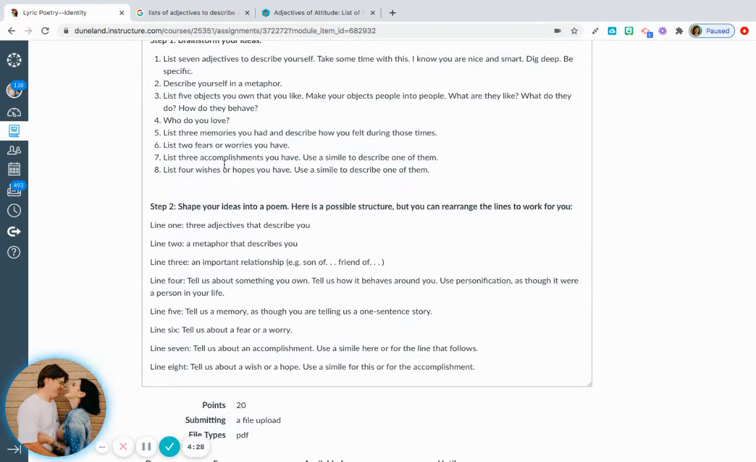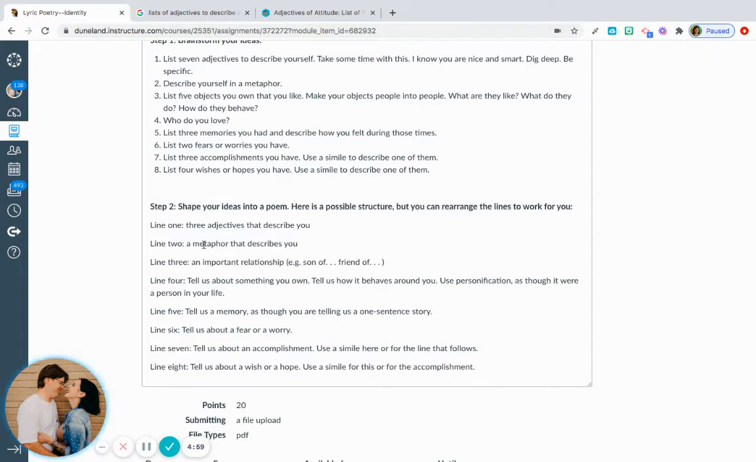Step two, you're going to take all of your brainstorming ideas and you're going to shape them into a poem. So again, this is a possible structure, but for example, you could switch line two and line three. You could switch the order. Rearrange the lines to work for you. Again, be creative. So you want three adjectives that describe you, a metaphor that describes you, an important relationship. So maybe you are a son of your father's name. Maybe you are a friend of this, right? So list an important relationship there.